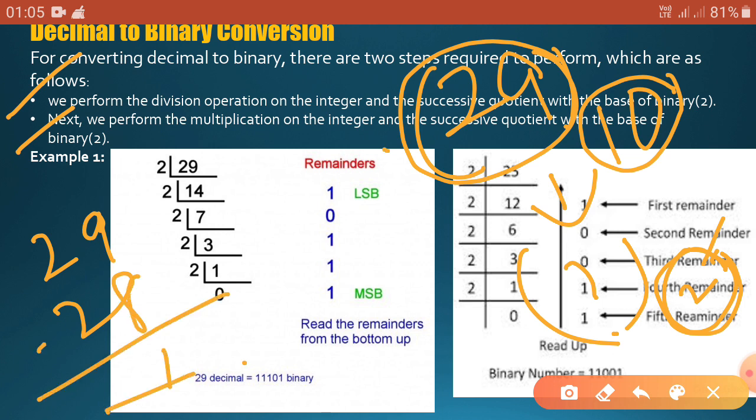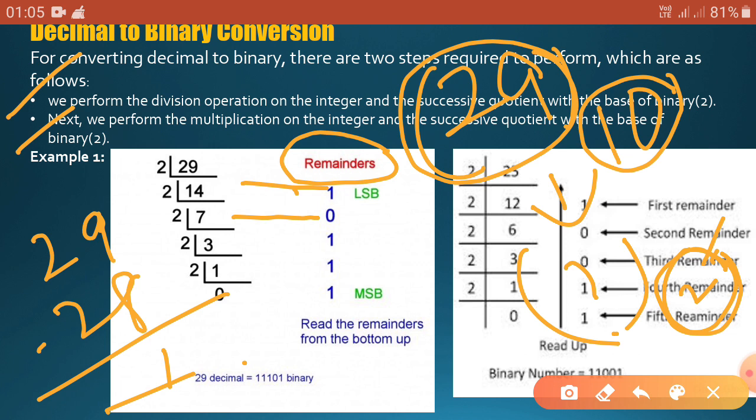You have to write the remainders, or the remaining part, here one by one. If we multiply 2 into 14, that is 28. So 29 minus 28 is 1, so the remaining part is 1. Here 2 into 7 is 14, so there is no remaining part or remainder, and that's why we are writing 0 here.